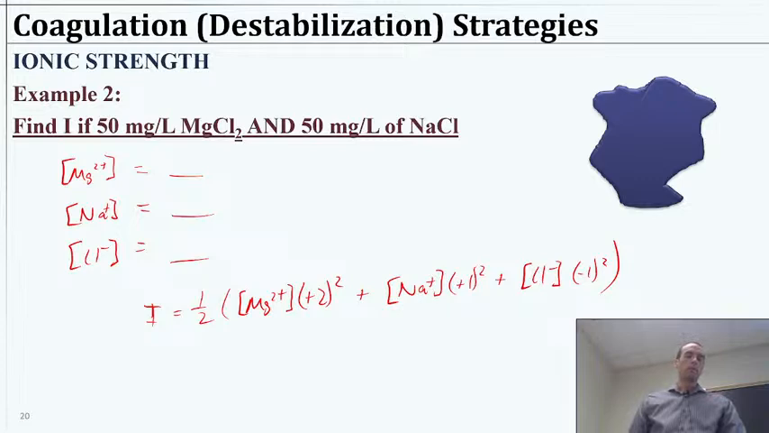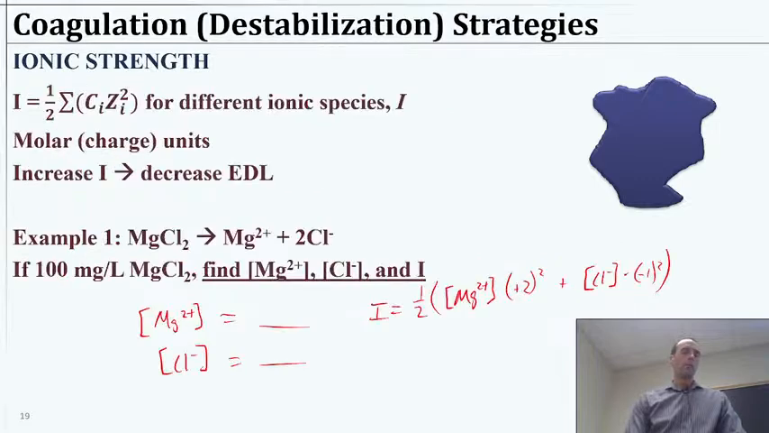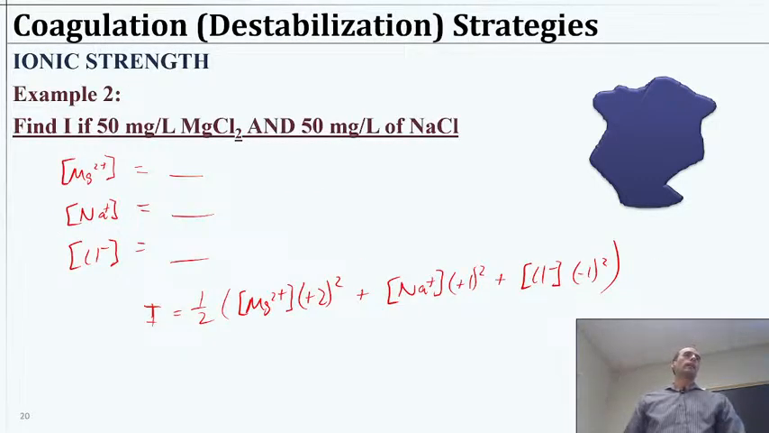Okay, and it might be interesting to compare: you've got 50 milligrams per liter of MgCl2 plus 50 milligrams per liter of NaCl. How does that compare with just 100 milligrams per liter of MgCl2? You could also look at how much of an impact you have when you have aluminum, Al3+, for the same mass. You'll see that the ionic strength is having a big role there because we've got that exponent of the charge.